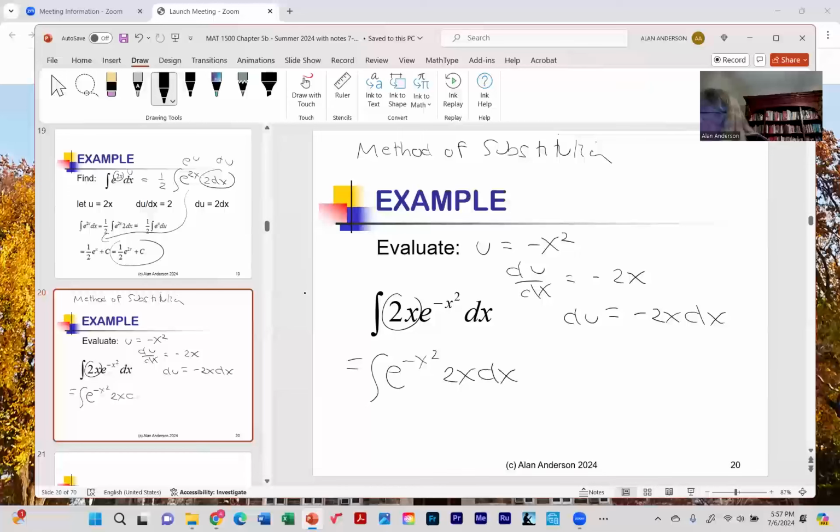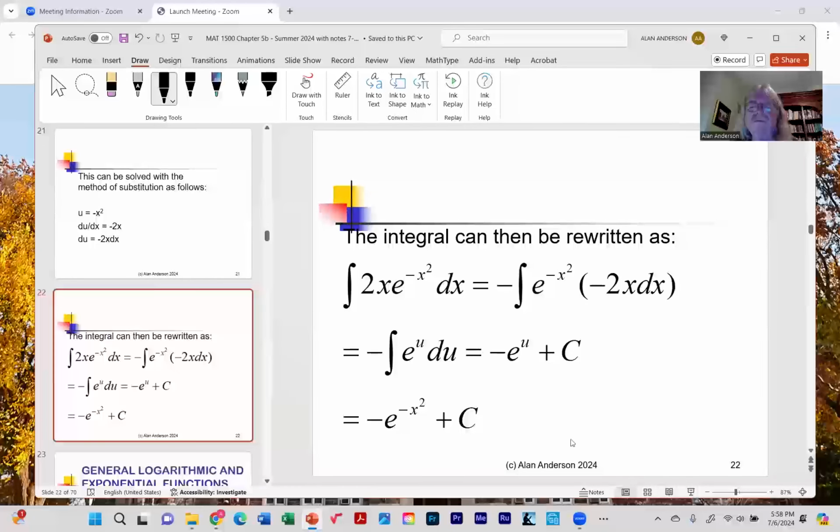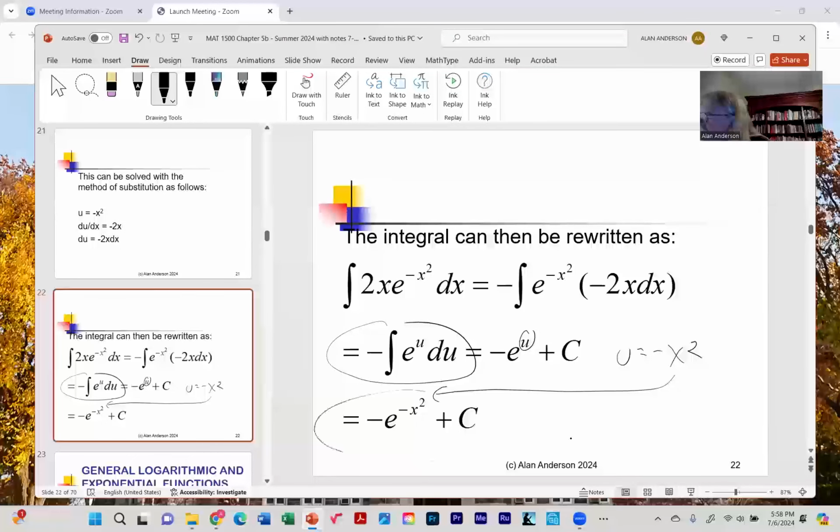Guess what we don't have? We don't have the minus. But that's not a problem, because we can supply it ourselves. Okay, what we're effectively doing is supplying a -1. And so in order to do that, of course, we have to multiply the outside by -1 so that we can multiply the inside by -1. Now all of a sudden, we have minus integral e to the u du. And that is very easy to solve. Okay, so minus e to the u plus c. And then we replace the u with minus x squared. And here's our result.